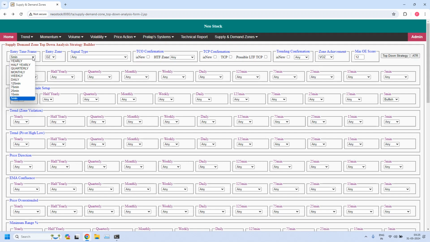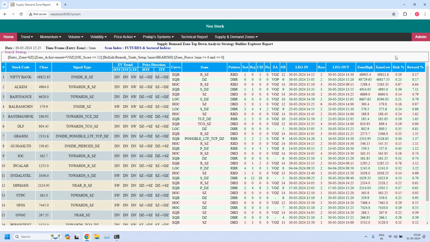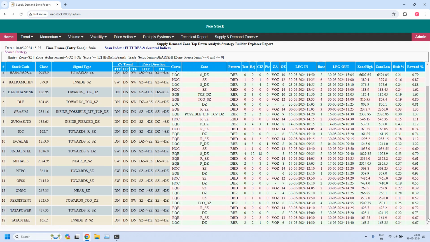So for hourly income trade, the entry time frame is 5 minutes, but bearish trade setup entry zone should be supply zone. And also in bullish or bearish trade setup at 5 minutes time frame, I am changing the value to bearish. And the three filters, whatever we selected, are applied to 5 minute supply zone. With these filters, let us generate the report. So we have a good number of stocks that are supporting bearish trade setup. Let me scroll the list down. So total 18 stocks are supporting bearish trade setup.